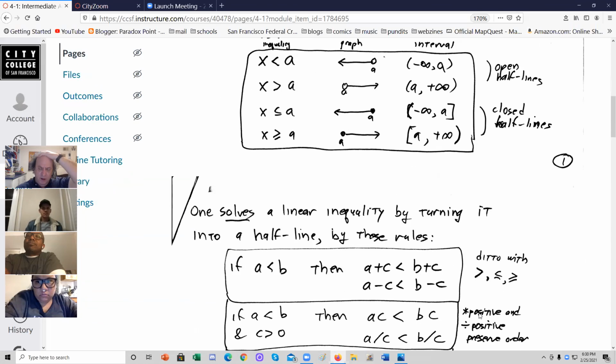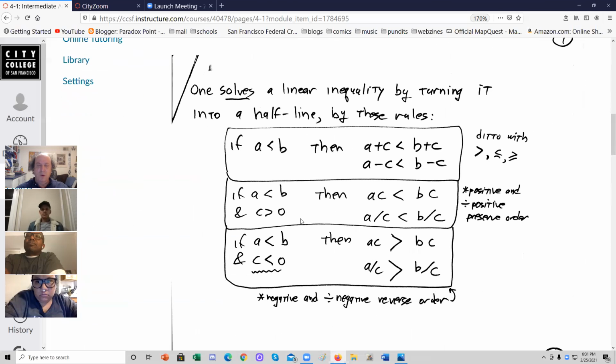You solve a linear inequality by turning it into a half line by these rules. One rule is that if you have an inequality, then you can add or subtract the same number from both sides, and it stays the same inequality. a less than b means a plus c is less than b plus c, a minus c is less than b minus c. So if two points are in a certain order, then you move them both to the right or both to the left, then it's still the same order. And not just less than, but also greater than, less than or equal, greater than or equal.